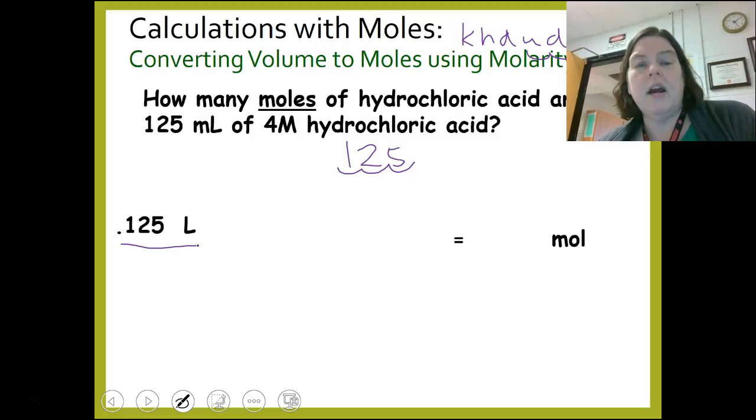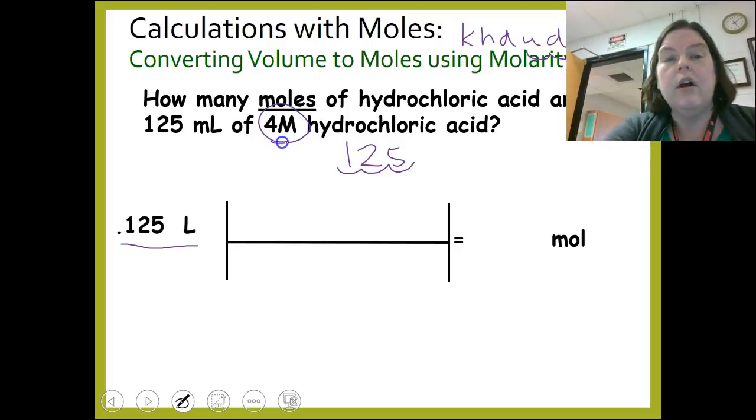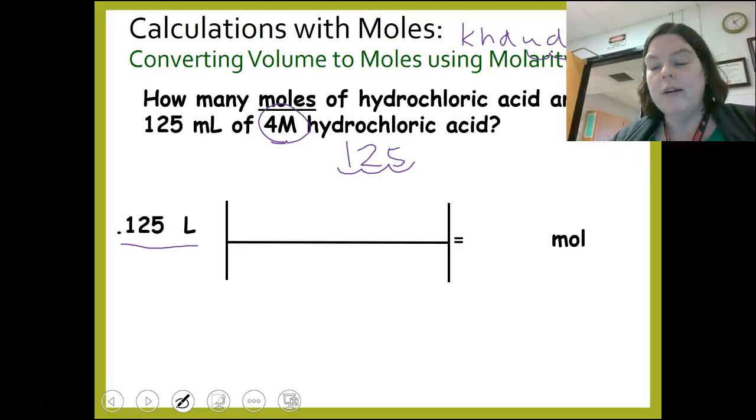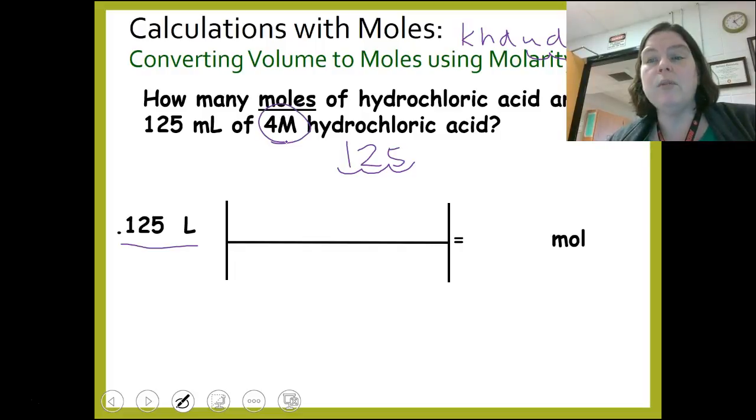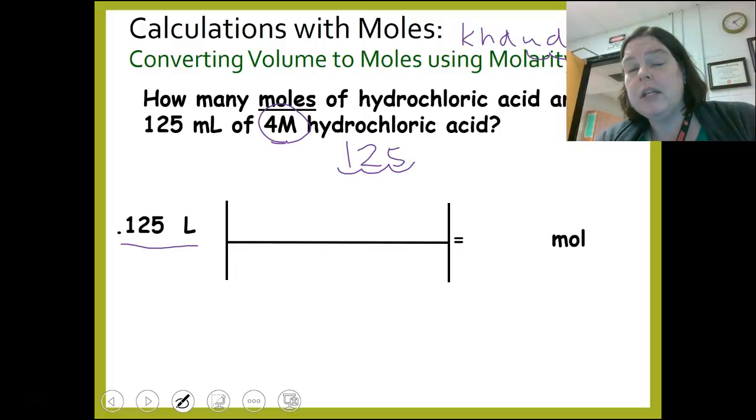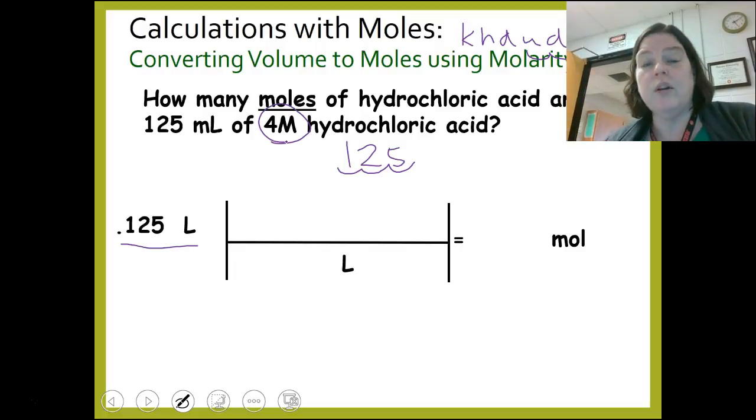Now, conversion bar. This is where it gets a little hairy, because the 4 molar tells us that we have moles per liter. So we have to be really careful how we put it in here. We still have to get rid of what we need to get rid of and keep what we need to keep. We're trying to get rid of liters, so liters are going to go on the bottom. What are we trying to get? We're trying to get moles.